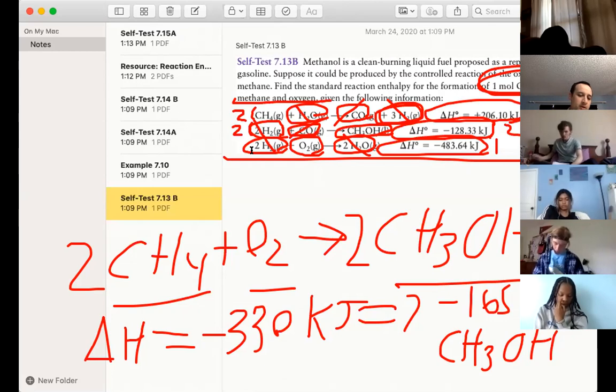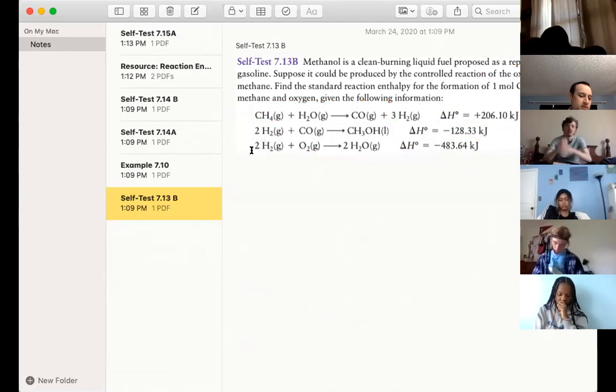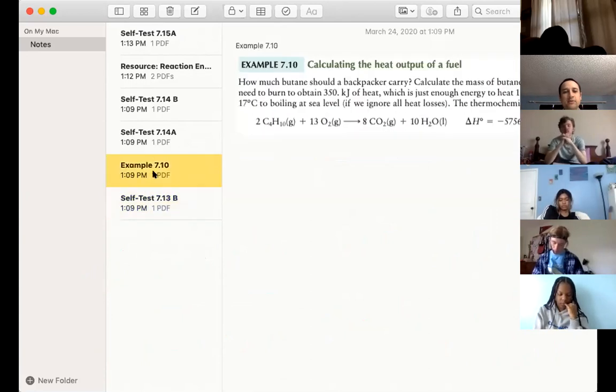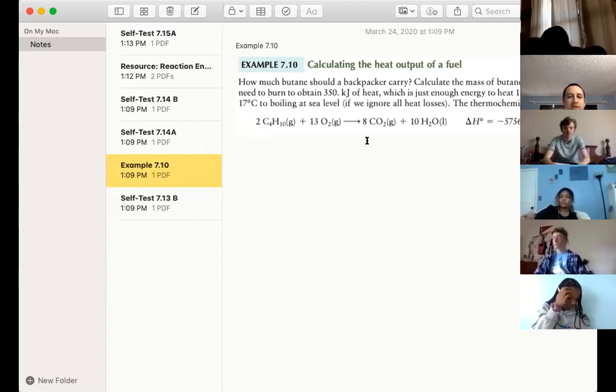Okay, I'm going to erase the board. And then let's take a look at this next one. So example 7.10, calculating the heat output of a fuel. Okay, so with this heat output calculation business, what you're doing is you're basically just treating delta H as a stoichiometric product. Okay, so you're just treating it as a product of the reaction. So this one says, how much butane should a backpacker carry? Calculate the mass of butane that you would need to burn in order to obtain 350 kilojoules of heat, which is just enough energy to heat 1 liter of water from 17 degrees C to boiling at sea level, if we ignore all heat losses.